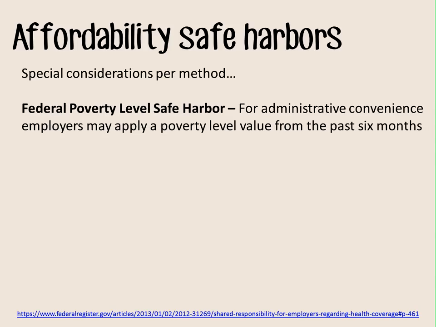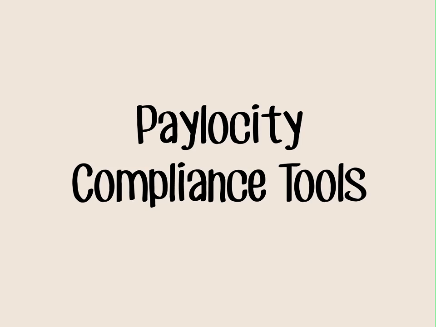Employers interested in the federal poverty level safe harbor option should also know that for administrative convenience, in February of 2014, the final guidance allows an employer to use any poverty level in force from the past 6 months. So in some cases, you may be able to comply with this federal poverty level safe harbor by using a previous year's federal poverty level.